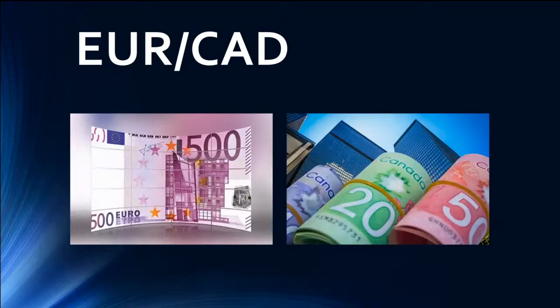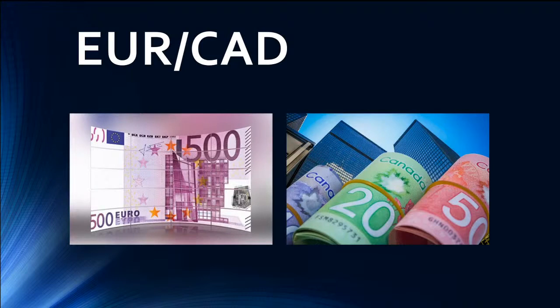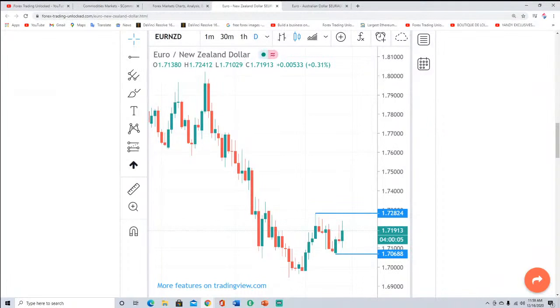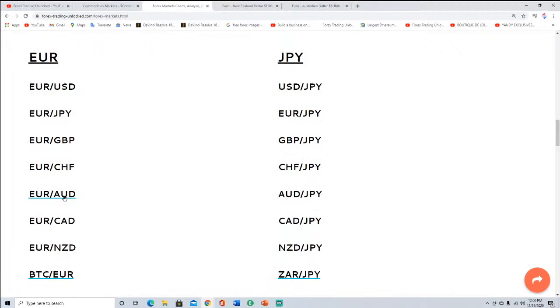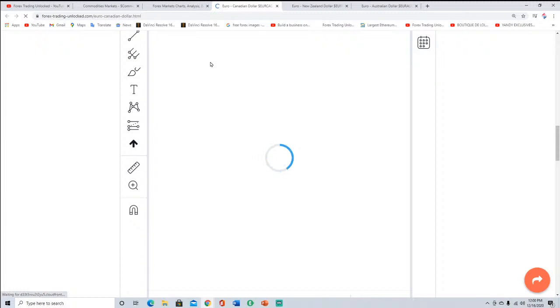Next, we have the Euro Canada. So the Euro Canada, whoops, we brought the wrong one here. The Euro Canada right here. So Euro Canada, let's get that widened out. Now the Euro Canada, this is an interesting trade.